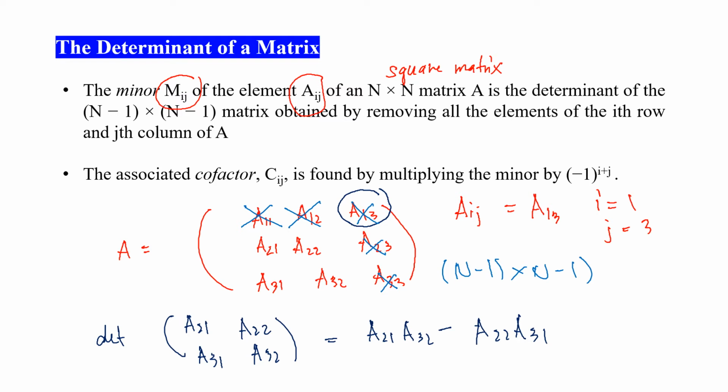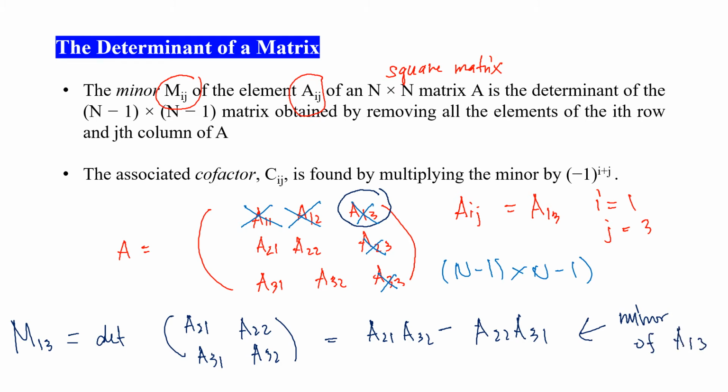But if you go to higher orders of matrices, getting the determinant would be a little harder. So the minor Mij of the element Aij is the determinant of your n minus 1 times n minus 1 matrix obtained by removing all the elements of the ith row and the jth column. So this determinant here is actually equal to your M13. So this is the minor of your A13 element.